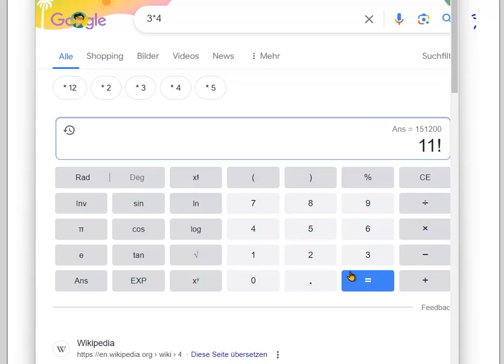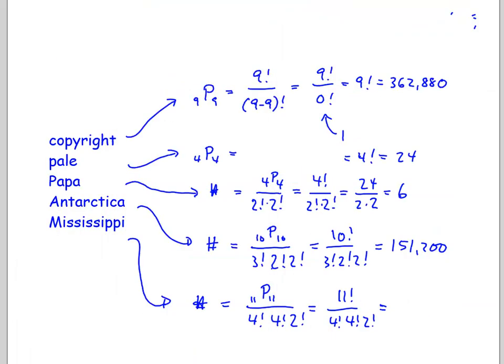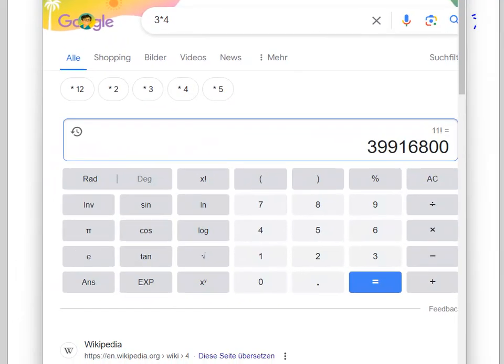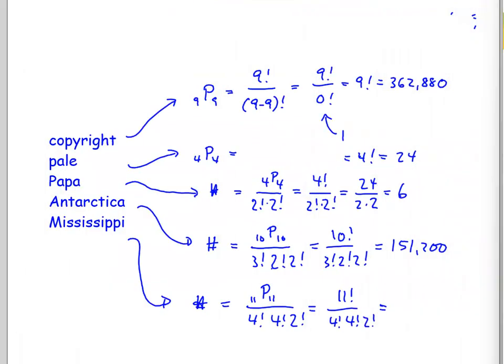11 factorial, pretty big number, right? Is that 39 million, I believe, divided by, let me check that, 24, 24, and 2. So divide by 24, divide by 24, divide by 2, there we go, 34,650.